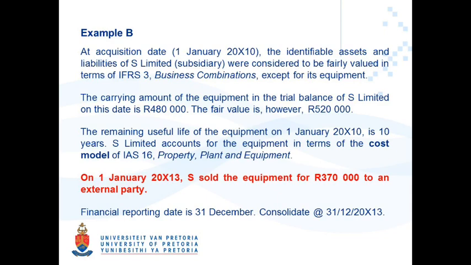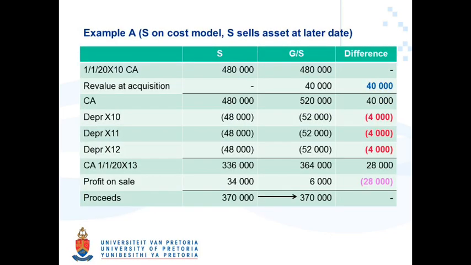On 1 January 2013, S sold this equipment for 370,000 Rand to an external party. The financial reporting date is 31 December, and we will consolidate now on 31 December 2013. The work method that we follow is to identify the items recognized in S's separate financial statements regarding this equipment. We need to identify what we want these balances to be in the group statements, and wherever differences are identified, it will lead to consolidation journal entries.